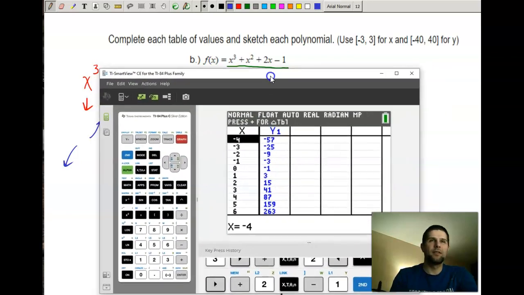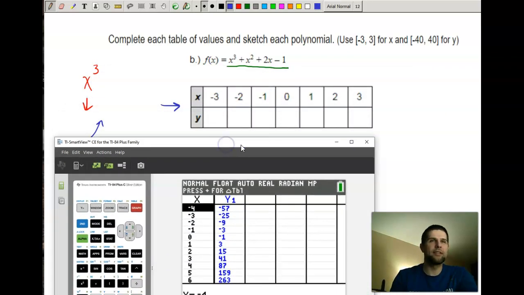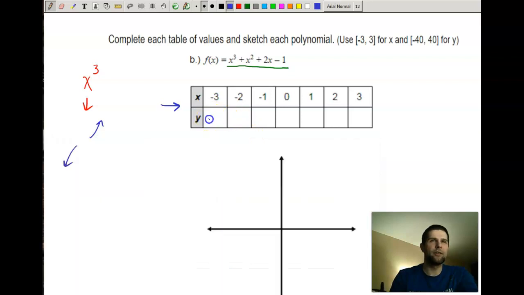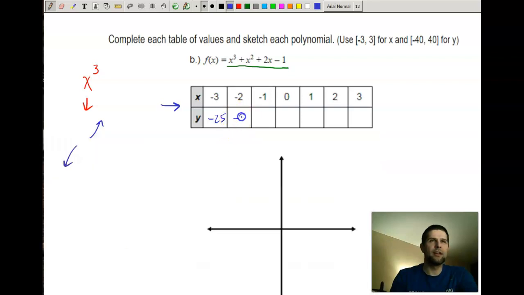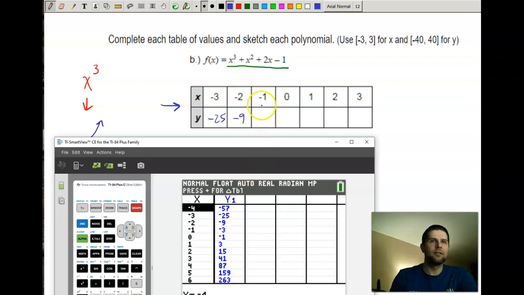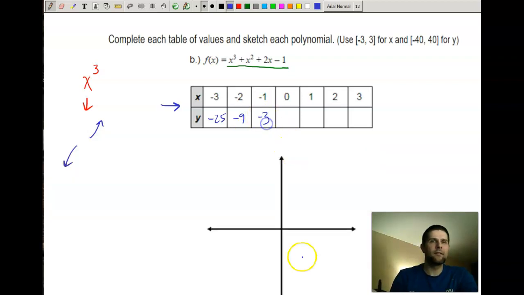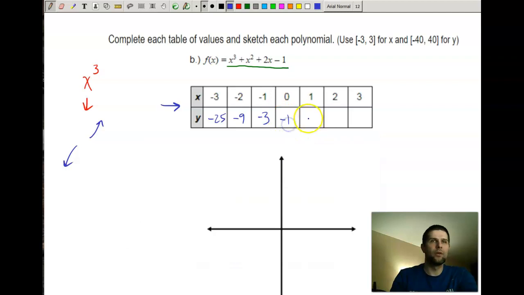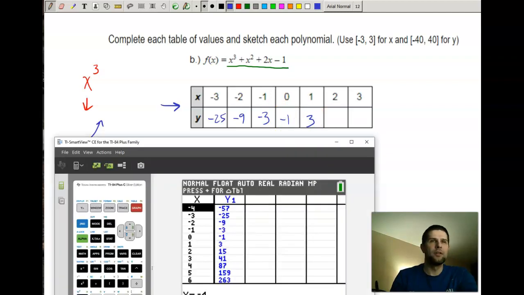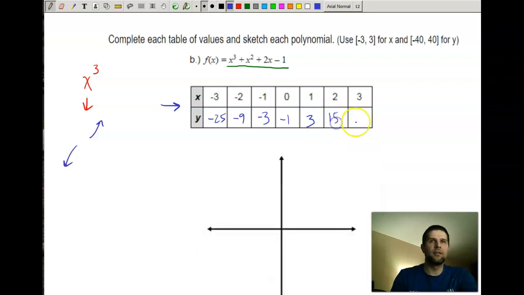And so here's my table of values, and now I can plug this in. -3 goes to -25. -2 goes to -9. -1 is -3. 0 goes to -1. 1 goes to 3. 2 goes to 15. And 3 goes to 41.